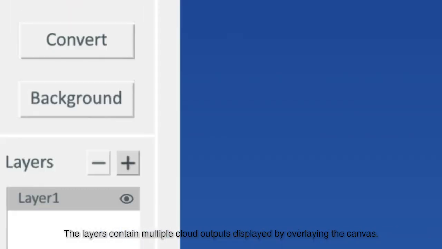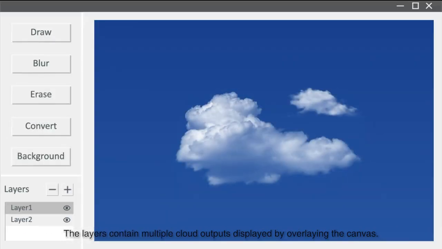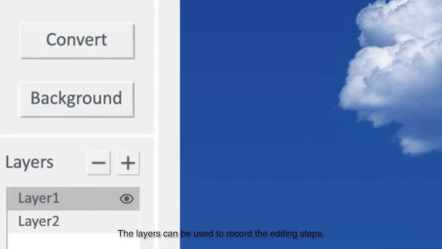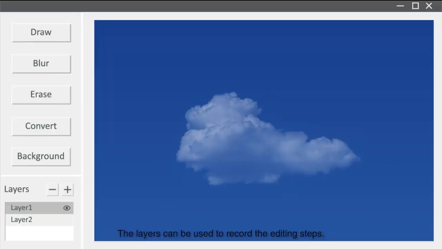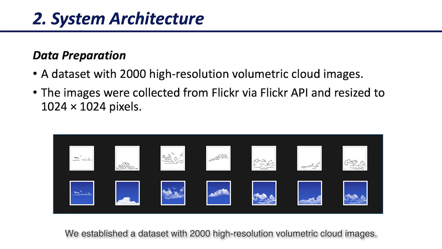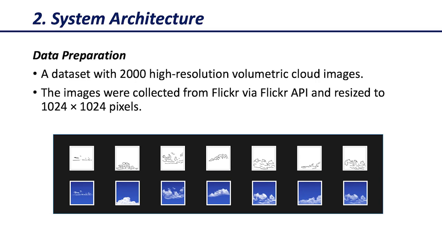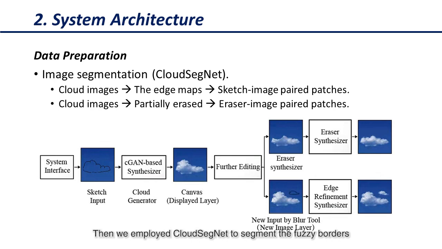The layers contain multiple cloud outputs displayed by overlaying the canvas. The layers can be used to record the editing steps. We established a dataset with 2000 high-resolution volumetric cloud images. The images were collected from Flickr via Flickr API and resized to 1024 by 1024 pixels. Then we employed Cloud SegNet to segment the fuzzy borders of the clouds from the image backgrounds, and generated the edge maps of the clouds.